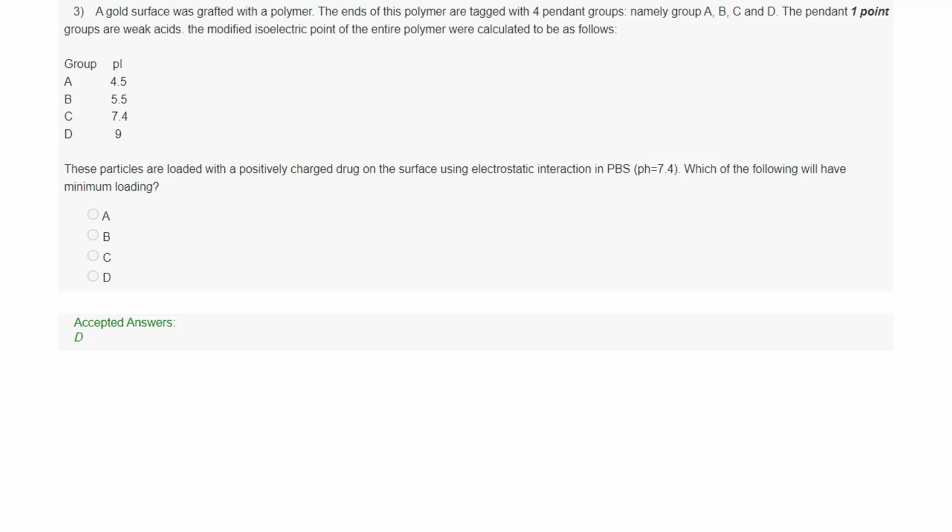Now, the question is asking us which of the following will have a minimum loading. Now, our drug is positively charged, so definitely the polymer which will be positively charged at this particular pH is going to have a minimum loading because there will be repulsion. So that's why the correct answer is D.